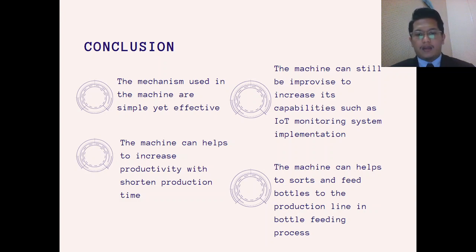And then lastly, the machine can help to sort and feed the bottles to the production line in the bottle feeding process. There will be no need for human workers anymore to sort the bottles one by one. The machine can just sort them in bulk.